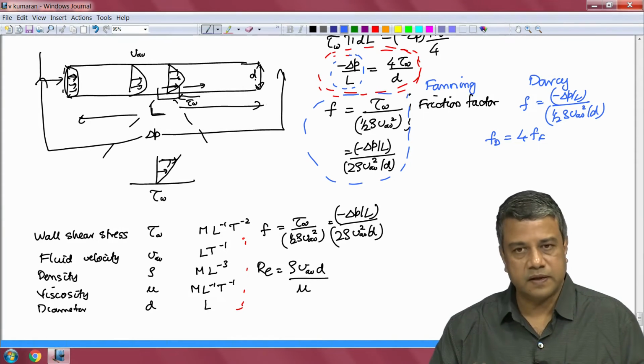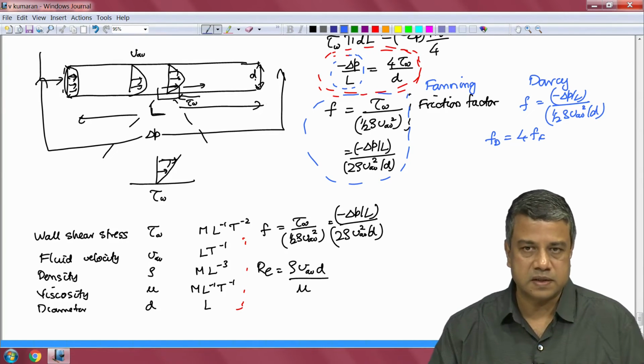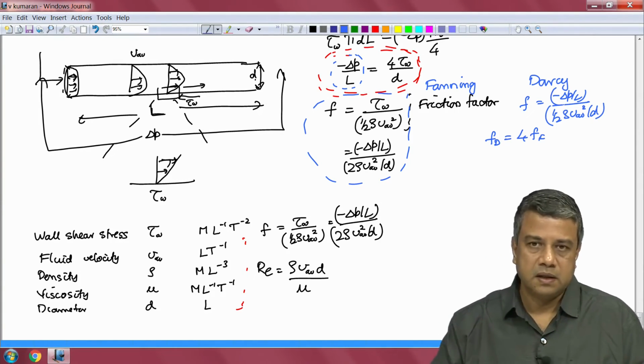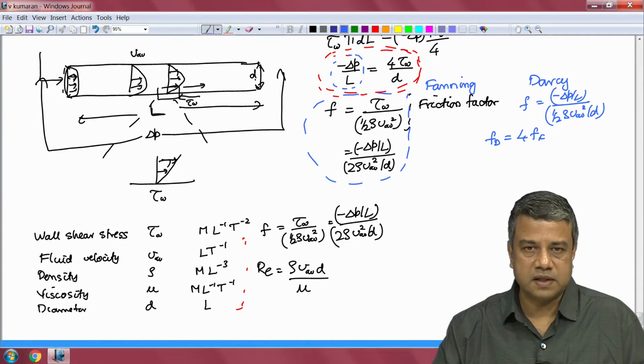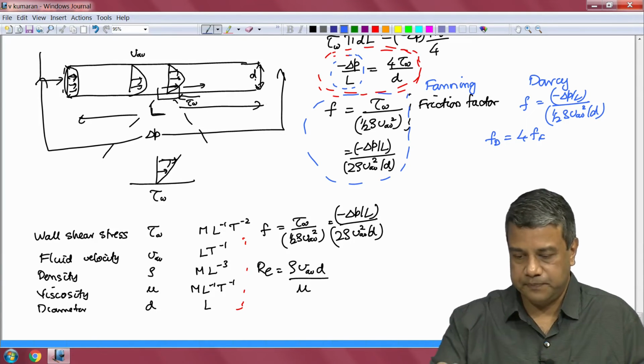We will define the friction factor as the wall shear stress divided by the kinetic energy per unit volume for our purposes, throughout this course. So, in this case we have defined the friction factor as a scaled wall shear stress, scaled by inertial effects.